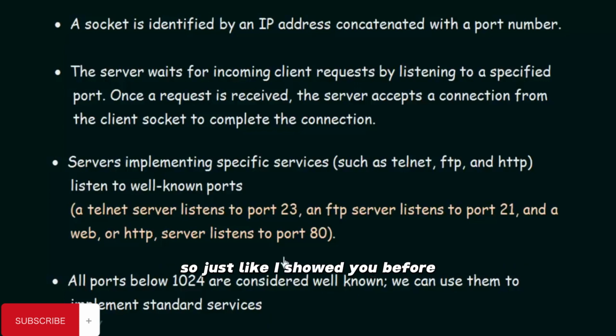So just like I showed you before, Telnet listens to port 23, FTP 21, and HTTP 80. Similarly, all the port numbers below 1024 are reserved for specific services. What we mean by this is, whenever we want to assign a port number to the client process or any other processes, we should not use port numbers below 1024, because most of the numbers below 1024 are reserved for standard services, like the ones that I showed you before.